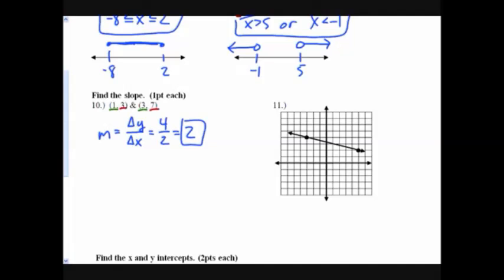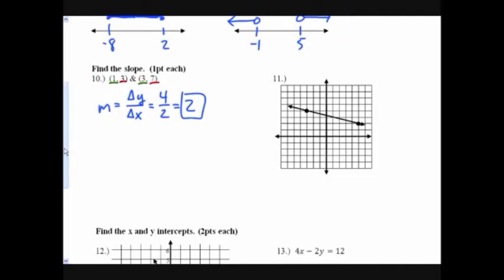On number 11, we just have to do our rise over run. So counting left to right, it looks like I have to go down and then over. And I just have to count these up. I go down 2, there's 2 units here, and I go over 1, 2, 3, 4, 5, 6, 7, 8. So down 2 and over 8. Since I went down 2, it's a negative 2. And I went over 8, so that's a positive 8. So that's a negative 1/4 for my slope. And that's it.